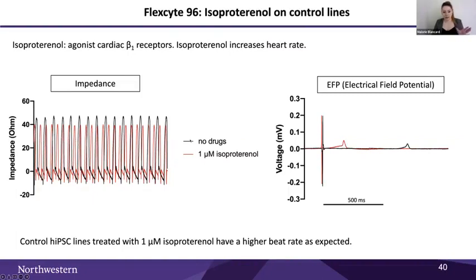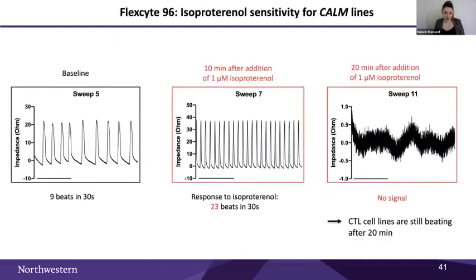And since they're beating faster, the field potential duration, the time between depolarization and repolarization, is also shorter, and that's what you would expect. Then I did the same on the disease line, the calmodulin line. So at baseline, we had about 9 beats in 30 seconds. We usually record 30 seconds at a time.